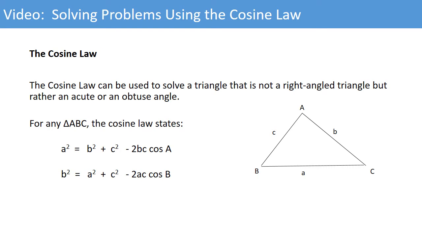B squared is equal to a squared plus c squared minus 2ac cos B. And what would the third one be? C squared is equal to a squared plus b squared minus 2ab cos of C.